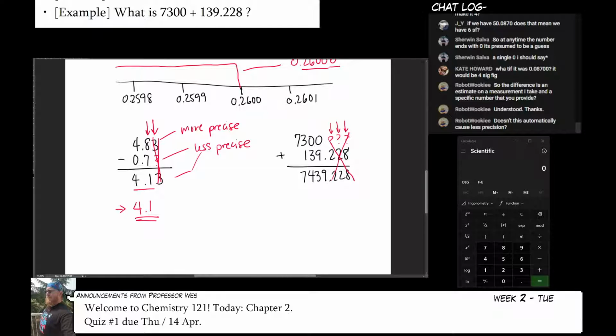Now we get to 7,300. How many significant figures does 7,300 have? Well, those zeros are placeholders, so it only has 2 sig figs. So these zeros aren't known. I don't know 73 to the ones place. I know it to the hundreds place. Which means that these are functionally question marks. And I don't get to keep these digits either.